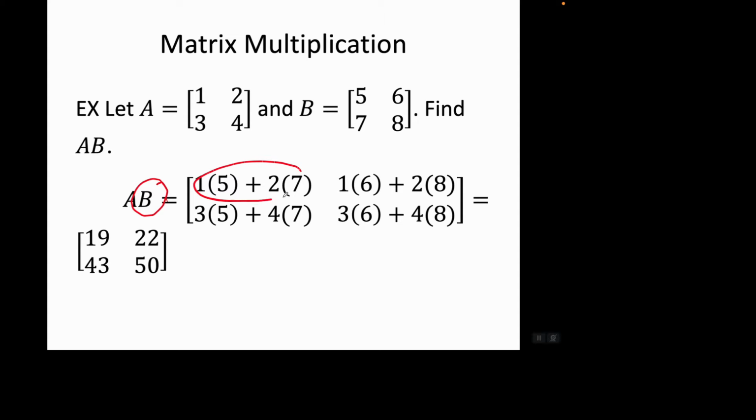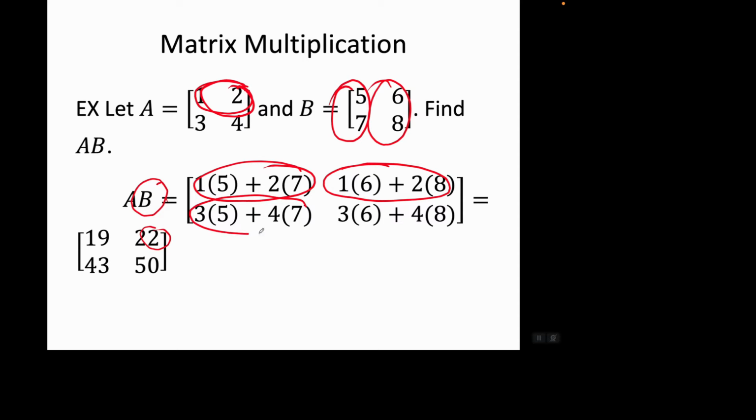So for example, the first row, first column of AB is going to be the dot product of the first row of A and the first column of B. It's going to be 1 times 5 plus 2 times 7, in other words, 19. First row, second column of AB is going to be the dot product of the first row of A and the second column of B. So that's 1 times 6 plus 2 times 8, in other words, 22.